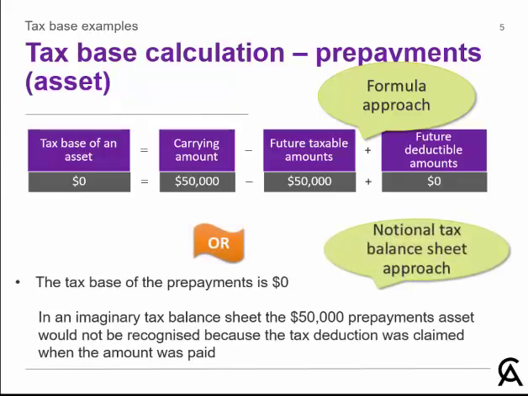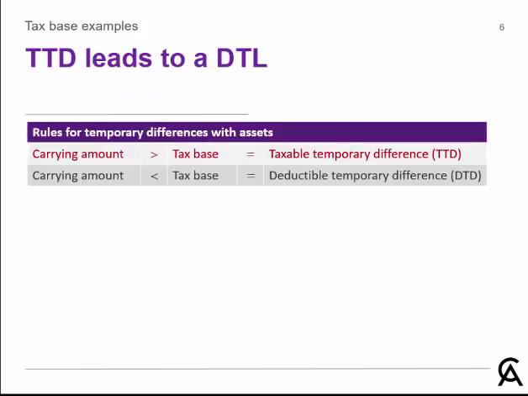Alternatively, you might find it easier to think of an imaginary tax balance sheet being prepared. Now, the $50,000 would not be recognised as the tax rules are following a cash basis in this case for prepayments. We get the deduction when the amount's paid. Therefore, the tax base of the prepayment is zero. Now, you can choose which way to think about your tax base calculation, whichever is easier for you to understand.